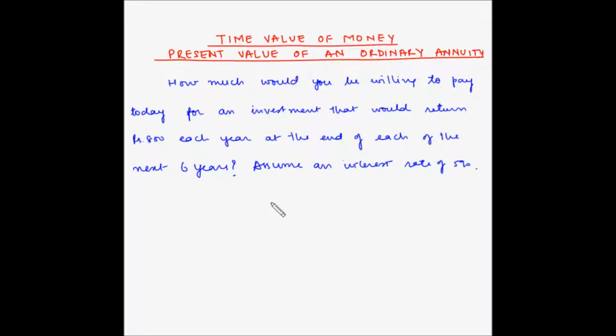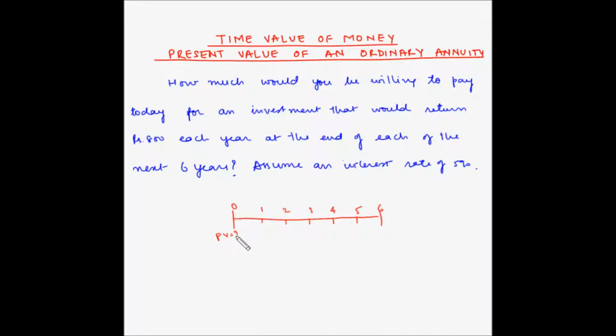So let us understand this example using the time scale. The tenure given to us is 6 years: 0, 1, 2, 3, 4, 5 and 6. Now we want to make an investment today, which is at the beginning of the time scale. So this investment, let's say, is the present value, and we want to find out how much that is.